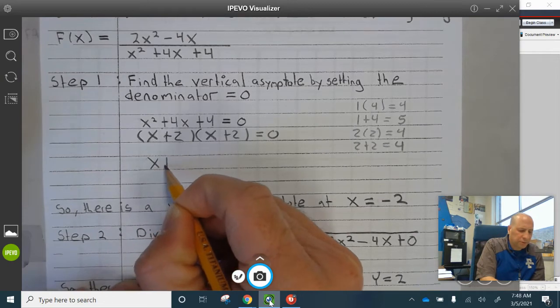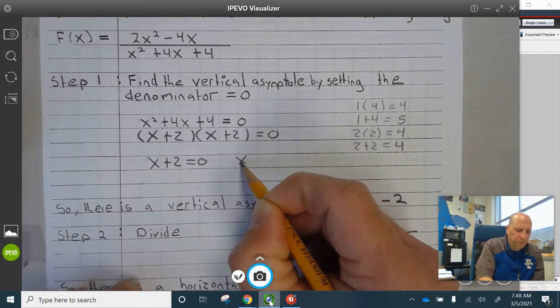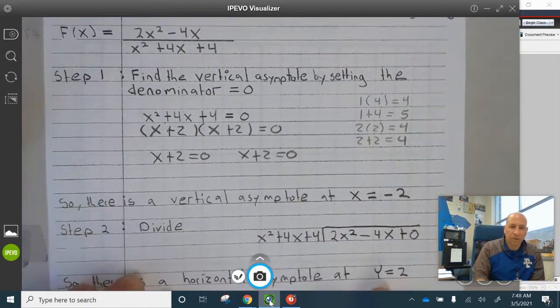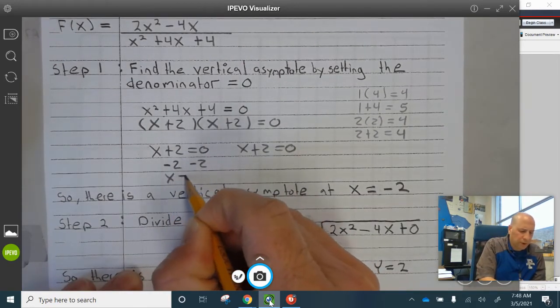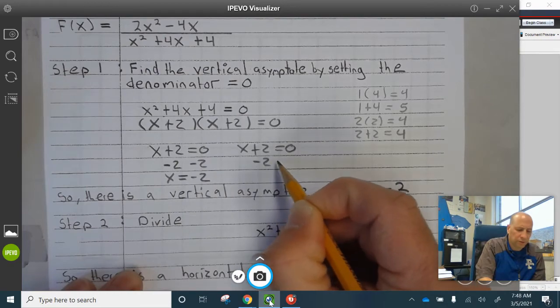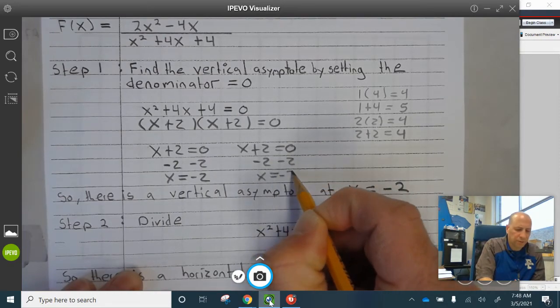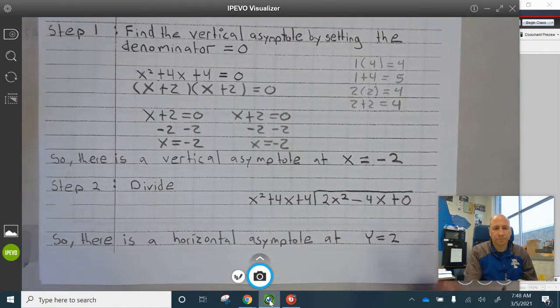So we said x plus 2 equal to 0 and x plus 2 equal to 0. Well, we subtract 2 from both sides, so x equals -2. Okay, so there's a vertical asymptote at x equals -2.